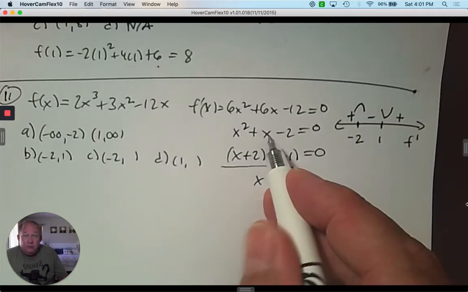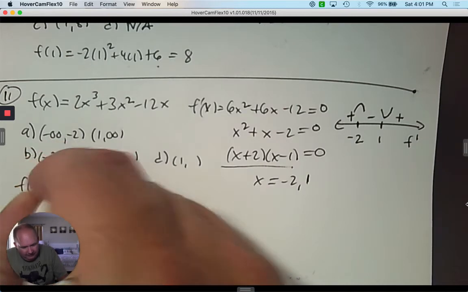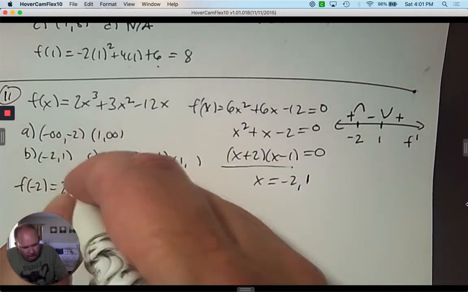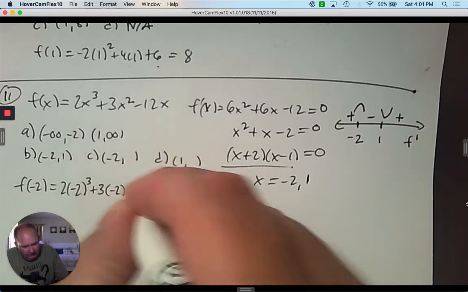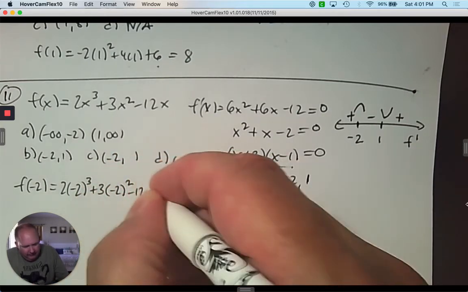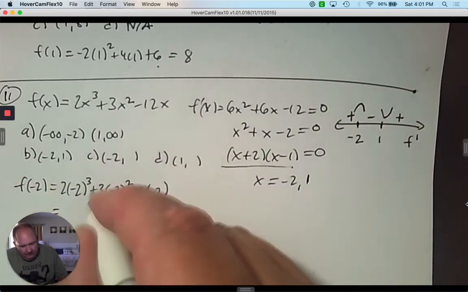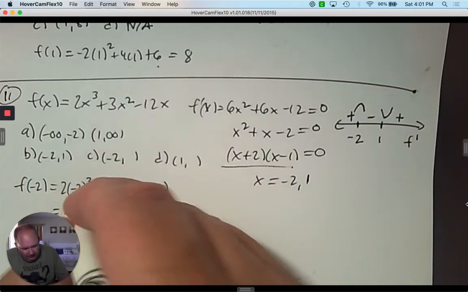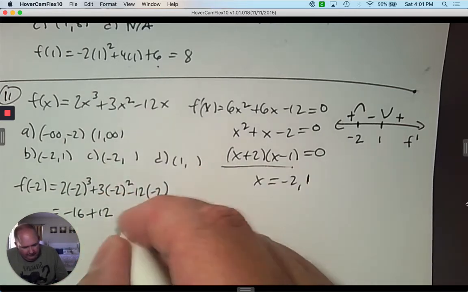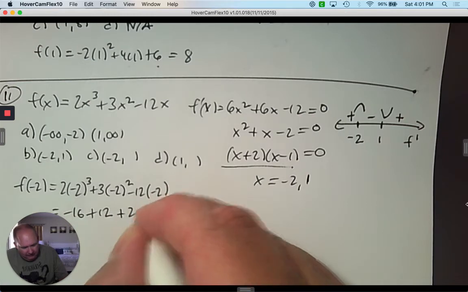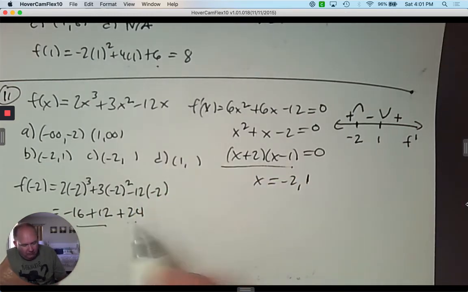I don't go to the derivative. I go back to the beginning, to the function. So I'm going to first plug in negative 2. So 2 times negative 2 cubed, 3 times negative 2 squared, and then negative 12 times negative 2. See if I can do this without a calculator. Negative 8 and 2 is negative 16. 4 and 3, that's 12. And then a negative times a negative is positive. So I can see negative 4 and 24, that's 20.